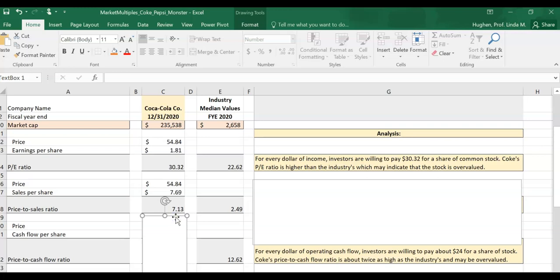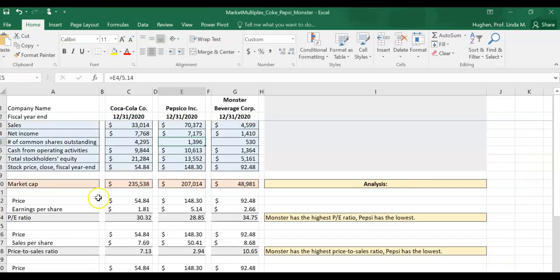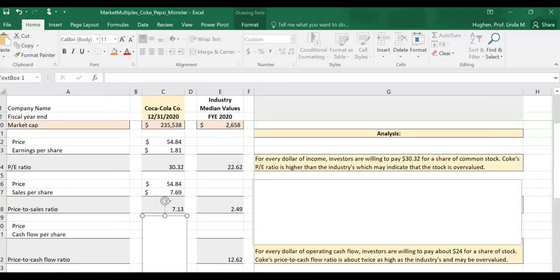What matters is when we're comparing different companies, as we will see in my analysis too, I'm going to be comparing Coke to Pepsi and Monster, and I'm also comparing it to the industry. It's really making sure that these numbers that I'm comparing are based on the same dates of stock price.